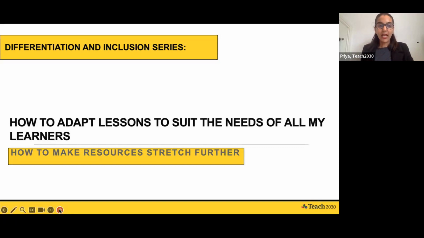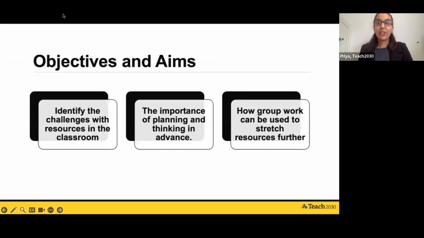So without further ado, let's have a look at how we can look at this, focusing on 3 learning objectives. So to answer our title on our June workshop, here are 3 objectives that we're looking at. We're going to be identifying the challenges with resources in the classroom. We're going to be focusing on the importance of planning and thinking in advance, and specifically giving you one strategy. This one strategy we're going to be focusing on is going to be looking at group work too.